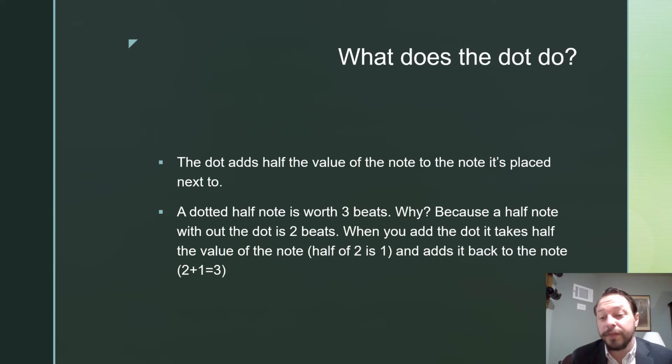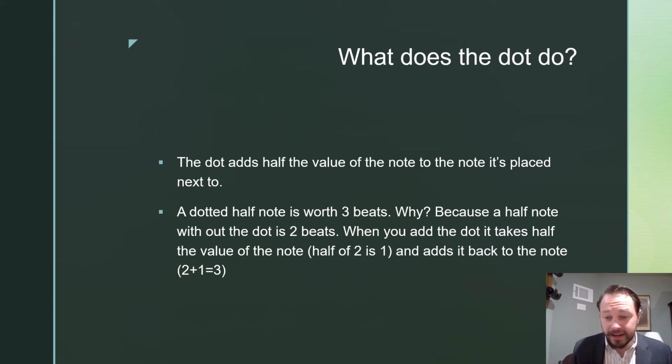A lot of people think, oh, the half note is worth 2, and when I add the dot, it makes it worth 3 beats, so the dot must equal 1 beat. That's wrong. If you thought that, now you know better. The dot doesn't add a beat, it adds half the value of the note.